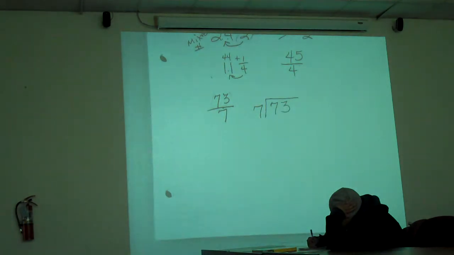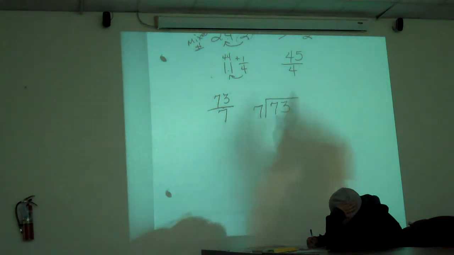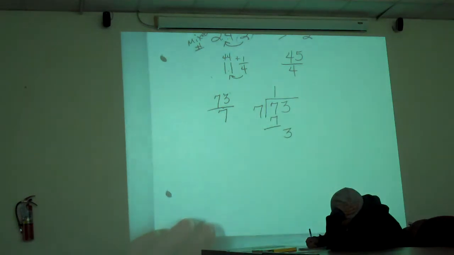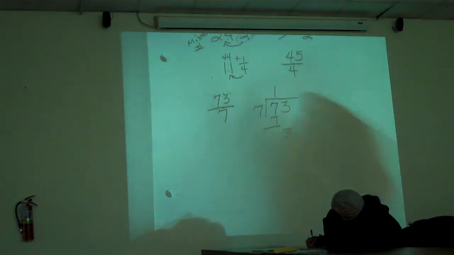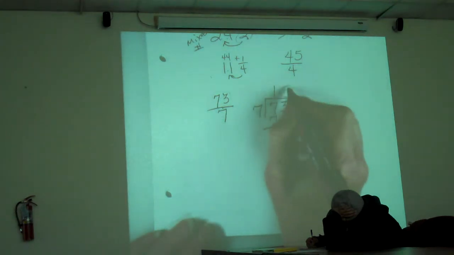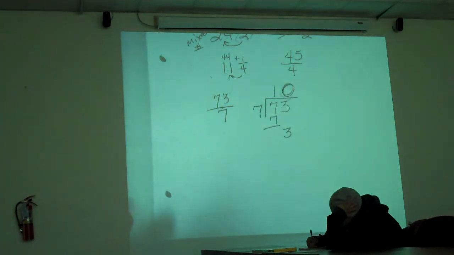Take 7 into 7, 1. 1. 7 into 3, 0. Don't forget to put the 0 here. It'll look like you have 10.